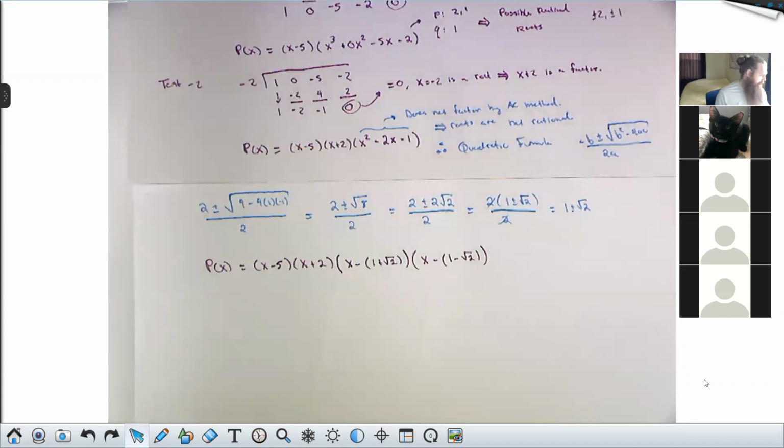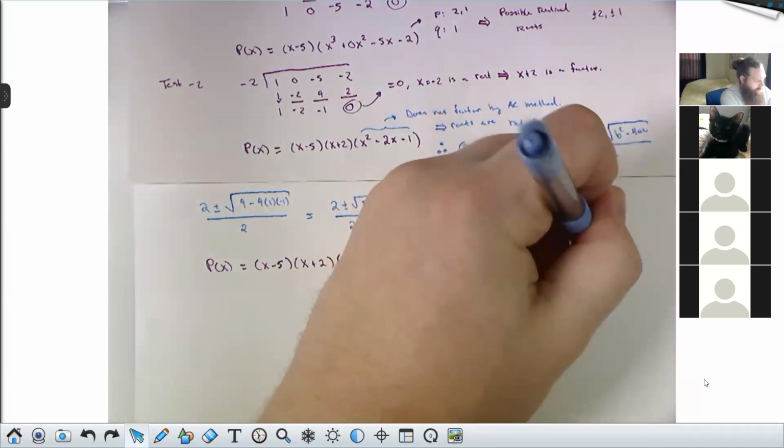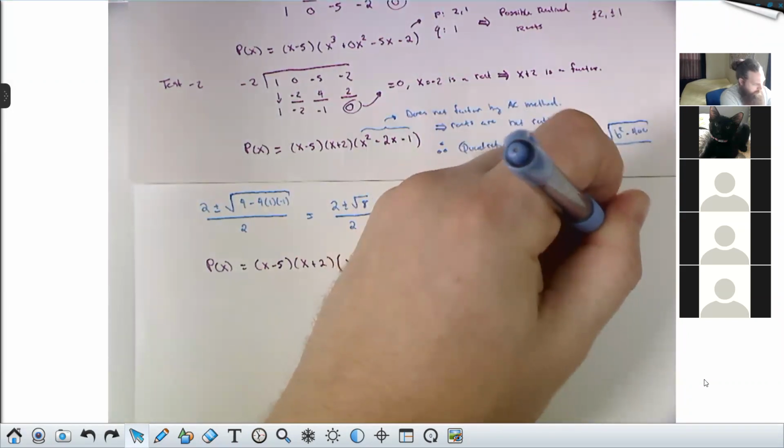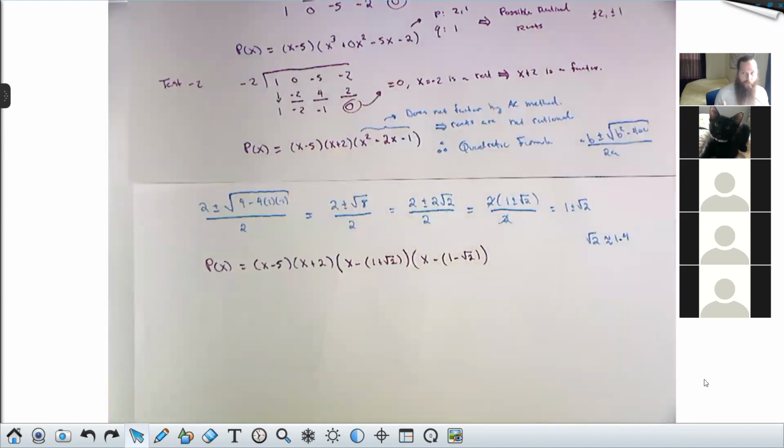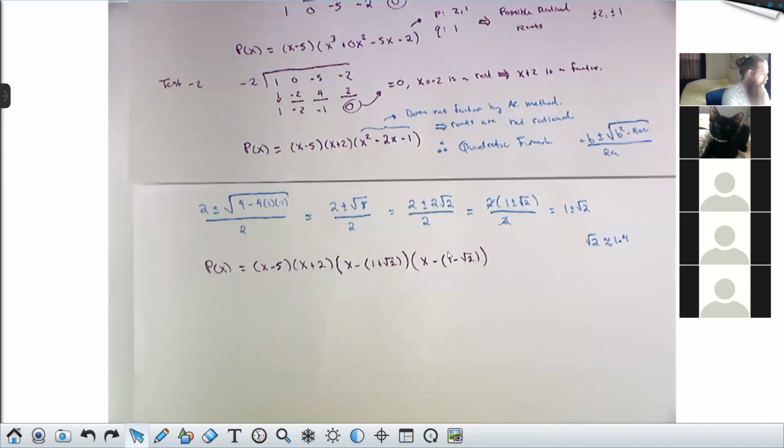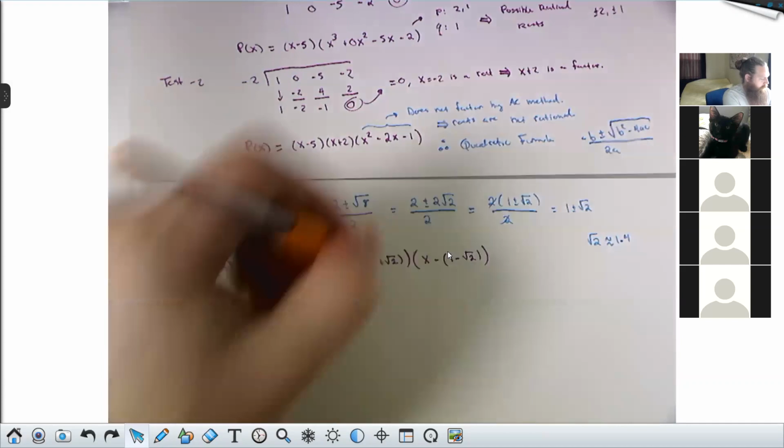Now a fun fact, root 2 is approximately 1.4. All right, that's a rough approximation. Root 2 is an irrational number, but it's useful to know about how big these are, right? If you wanted to graph this, I would need to know where to put these roots. So I'll just make a little note here.